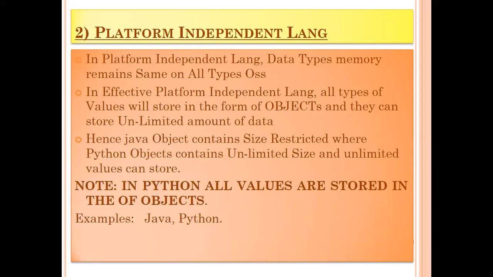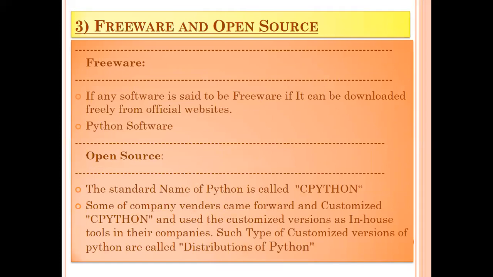So it is not size restricted. We can store unlimited size and unlimited values in Python objects. In Java objects, we have the restricted size. Note, in Python, all values are stored in objects. Examples, Java and Python. Now, let's talk about the third feature.